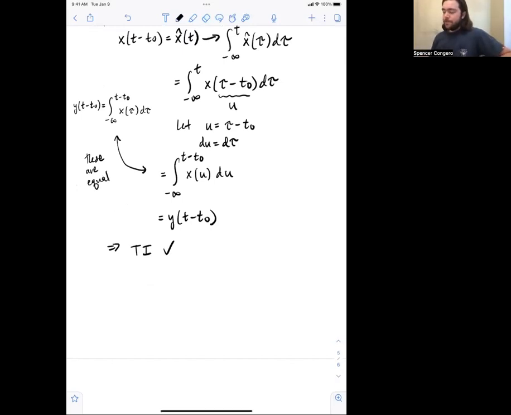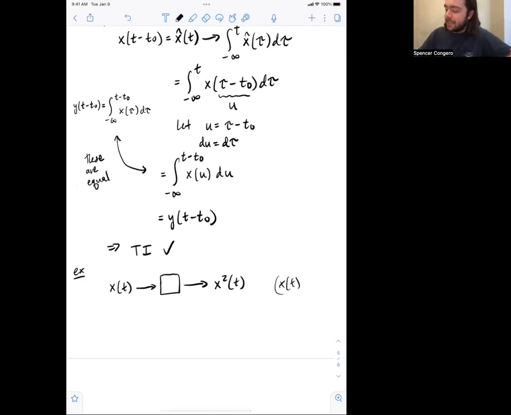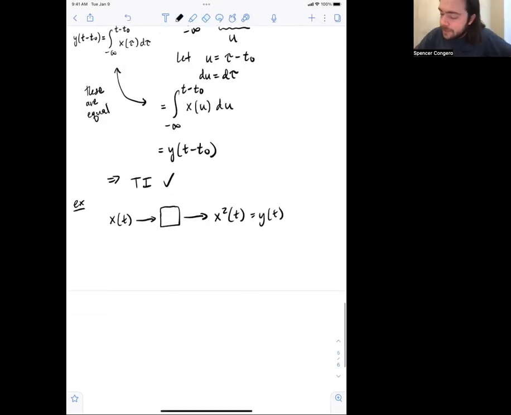Okay, great. So let's look at the next one. Probably some people would call it a squarer, but I'm not going to give it a name. We're going to put x of t in, and we're going to get x squared of t out. Whenever I write x squared, all I mean is x of t squared. So every value I just square it, but I write it like that usually. So this is my output.